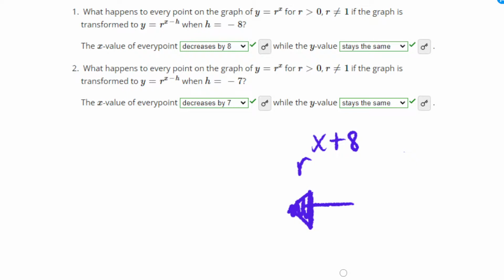Anyway, when h equals negative 7, the x value of every point decreases by 7. Again, it's the same idea, because we're doing minus and negative, which is plus. So we're going to the left. It's kind of confusing. It's trying to trick you. It decreases by 7, and the y value stays the same.